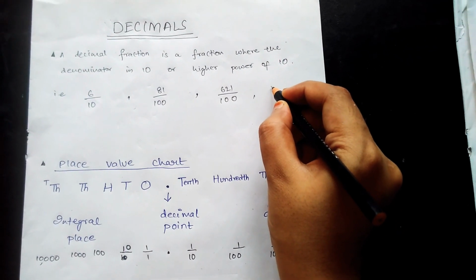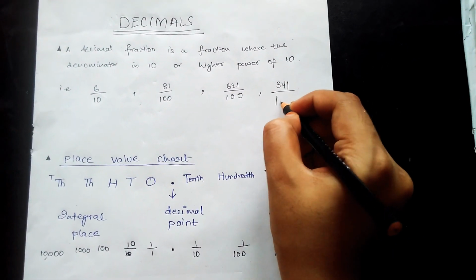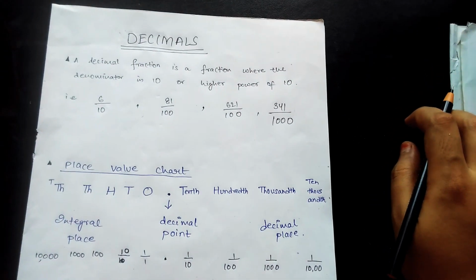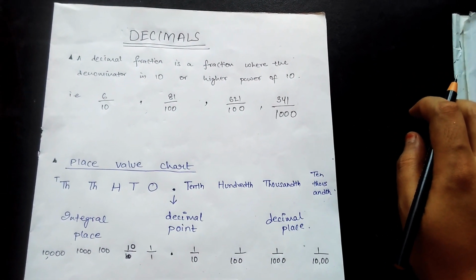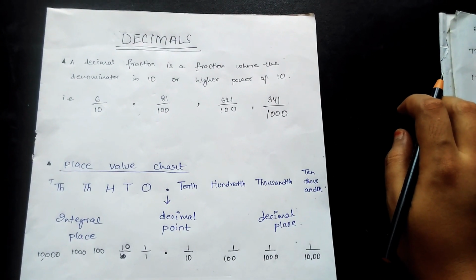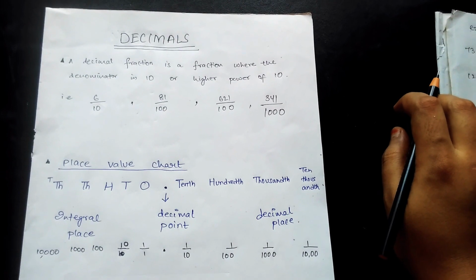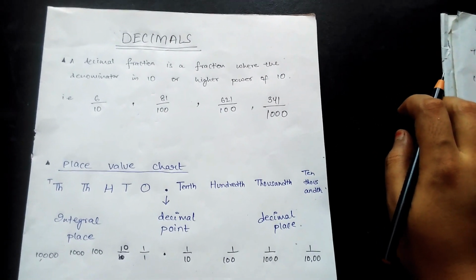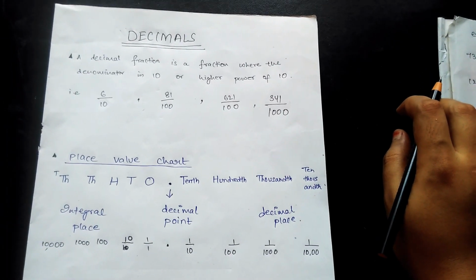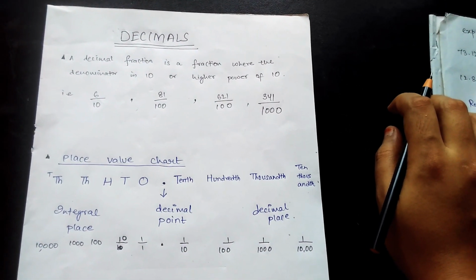For example, I am giving you 341 by 10,000. So this is also a decimal fraction. So a decimal fraction is a fraction where the denominator should be 10, 100 or higher powers of 10, that is 100, 1000, 10,000, lakh, like this. So these are the fractions.